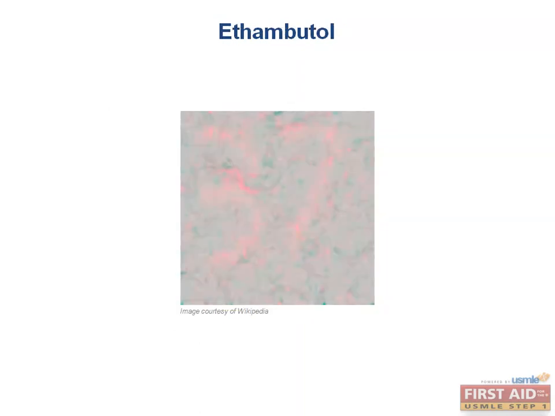Ethambutol is the final drug in the 4-drug therapy. Remember the mnemonic RIPE, so it is the E in the RIPE to treat M. tuberculosis. It works by blocking the enzyme arabinosyl transferase, which ultimately decreases synthesis of the cell wall of Mycobacterium tuberculosis. Remember that the unique toxicity that can be caused by ethambutol is optic neuropathy, specifically red-green color blindness.